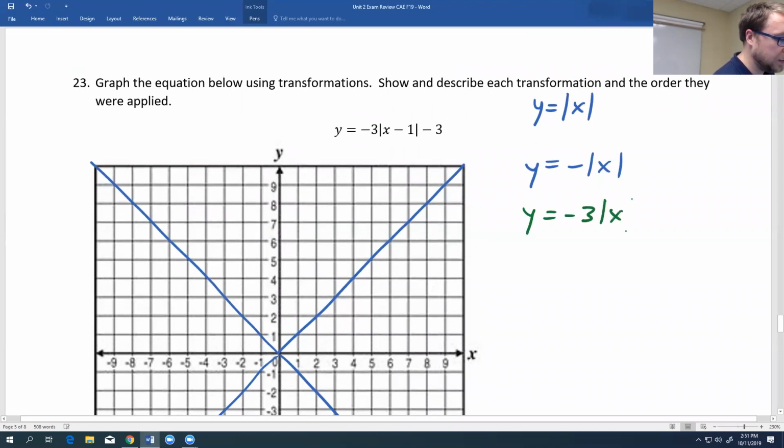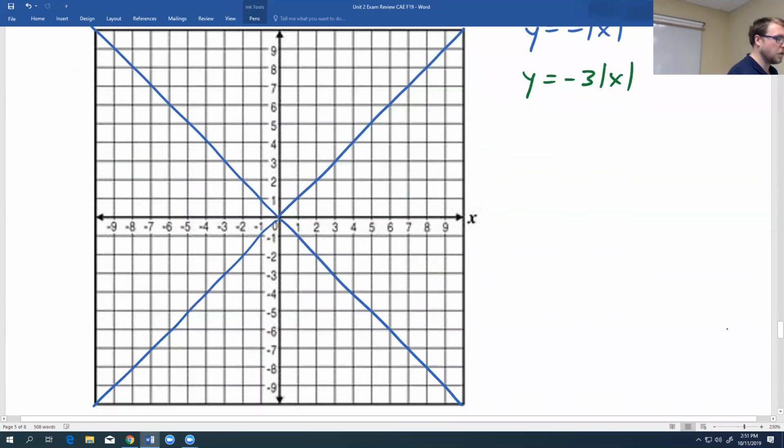So 3. That is just going to take each point, each y value, and multiply it by 3. So if it was at -1, then it's going to be at -3. If it was at -2, it's going to be at -6. If it was at -3, it's going to be at -9. And then similarly on the other side.